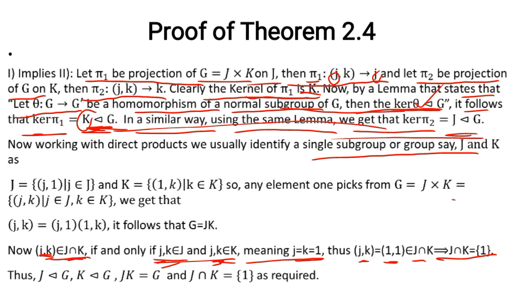So we've succeeded in showing that J is normal in G, K is normal in G, the product JK is equal to G, and J intersection K is just our 1, the set containing 1, a singleton set with the element 1, as required. So we're through with the proof. You can rewind and go by it slowly and try solving it on your own too and see what you will get.